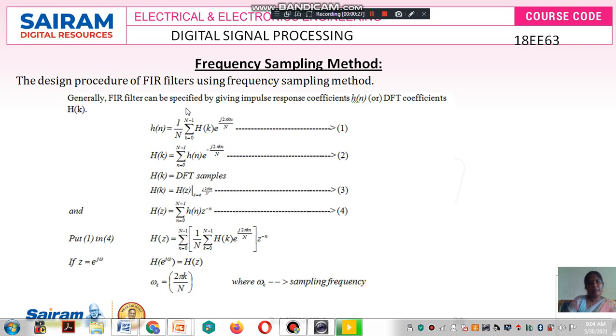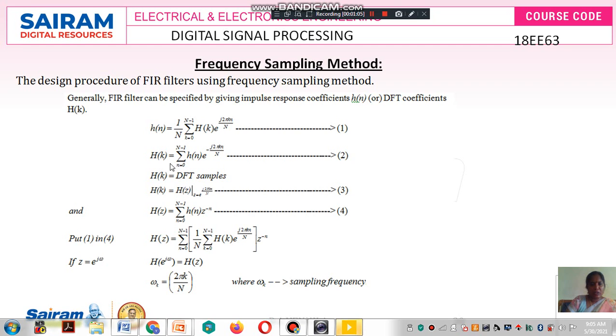Generally, the FIR filter will be specified by the given filter impulse response coefficients, that is h of n. So the DFT coefficients H of k will be given by h of n equal to 1 by N summation k equal to 0 to N minus 1 H of k e power j 2 pi kn divided by N. H of k, capital, is the frequency response, and this is the impulse response. H of k will be summation n equal to 0 to N minus 1 h of n e power minus j 2 pi kn divided by N.